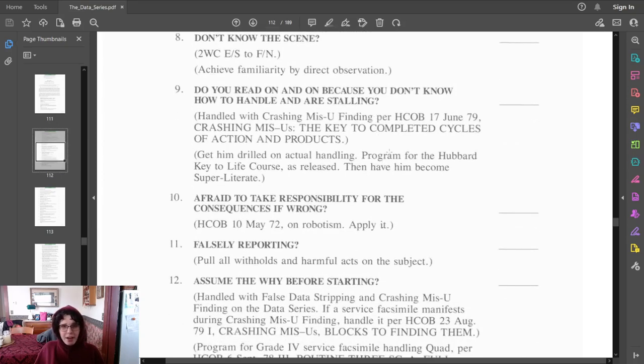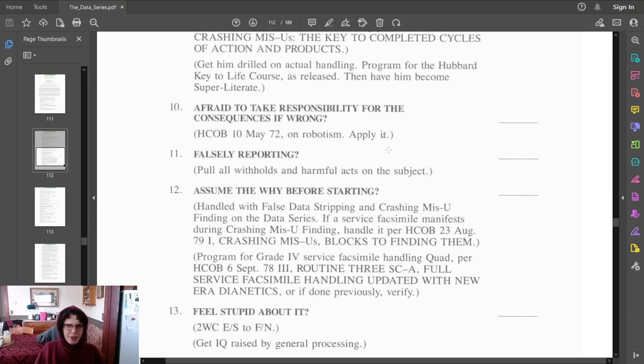Do you read on and on because you don't know how to handle and are stalling? Handled with crashing misU finding, per the bulletin, crashing misU, the key to completed cycles of action and products. Get him drilled on actual handling, program for the Key to Life course as released, then have him become super literate. Afraid to take responsibility for the consequences if wrong.